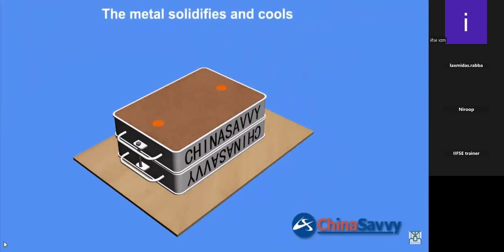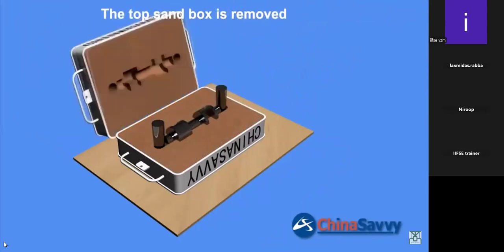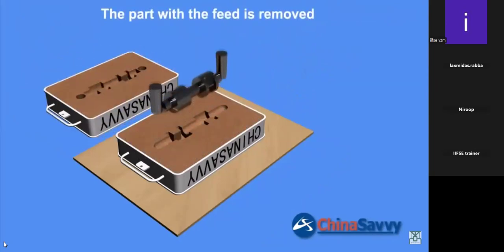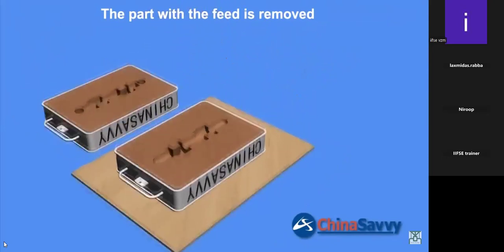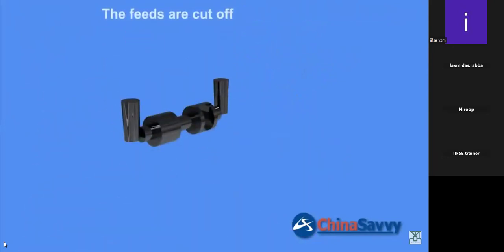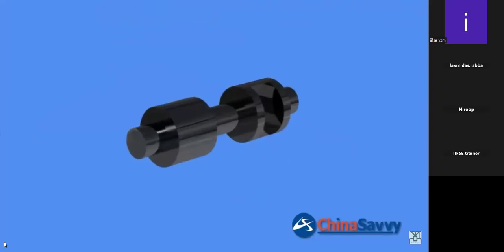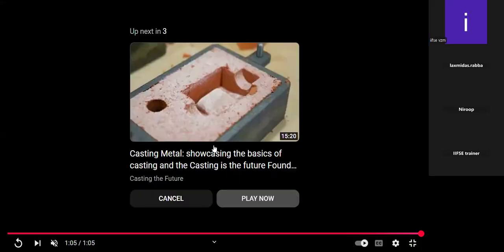Once it is cold, that is the desired part which we required. It is the basic simple process. They have removed the risers, and this is the part which I am looking for. Riser is nothing but where we pour the metal.